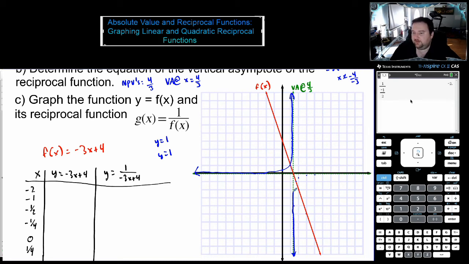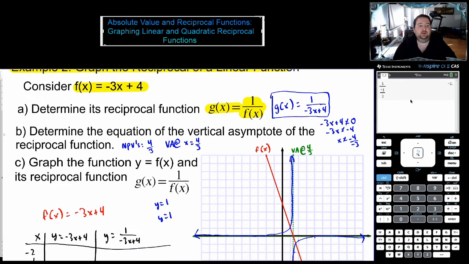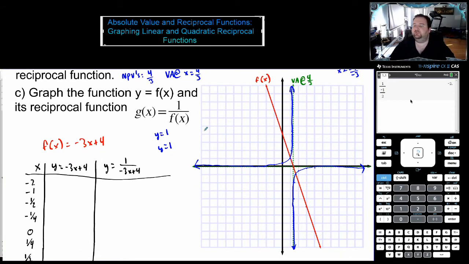And so you can kind of use your logic. Remember that the key term here was they were asking us to sketch, right? So we're graphing it. Now we can check our answer. The nice thing is we can always check.